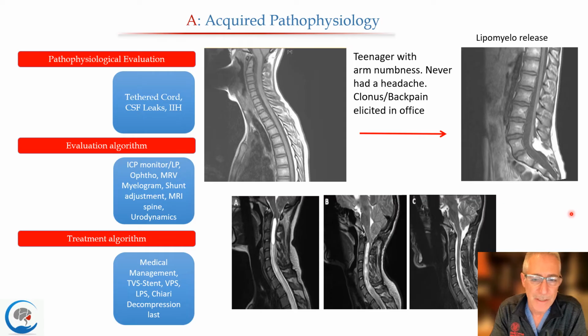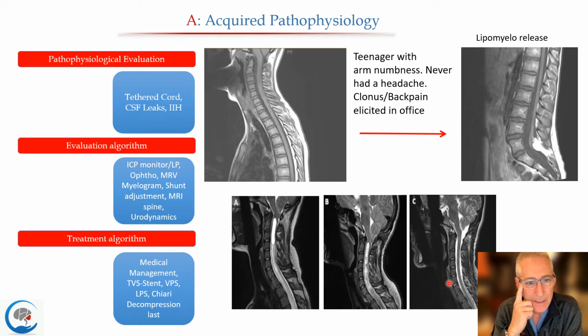But it really speaks to the fact that you've got to look at the entire neuroaxis and you've got to rule that out. In fact, if we had done a Chiari decompression on this young lady, I'm quite sure she would have gotten worse. So we just would have been creating a larger defect through which her cerebellum might have herniated.